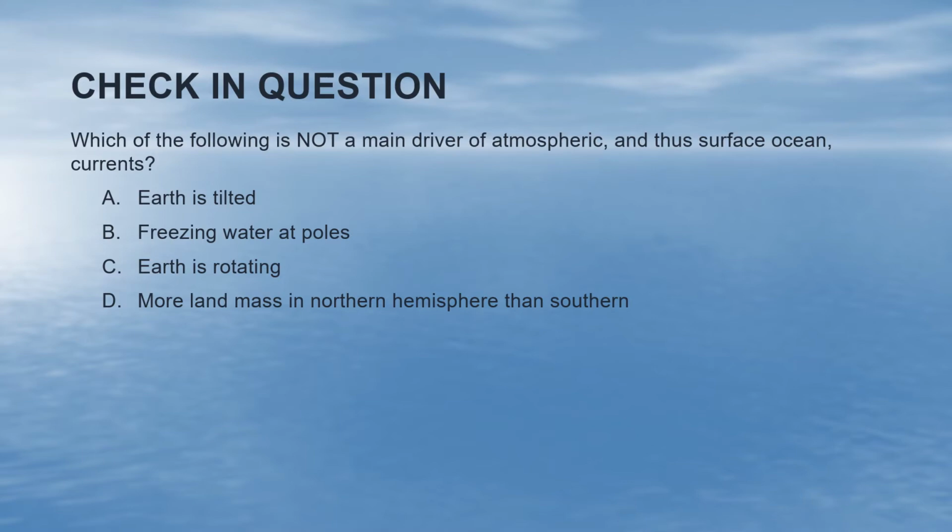Okay, so welcome back. And for this one, the answer is B, freezing water at the poles. So all of the other choices were driving factors in the atmospheric and thus ocean currents. And you can go back to the previous slide if you want to check that out.